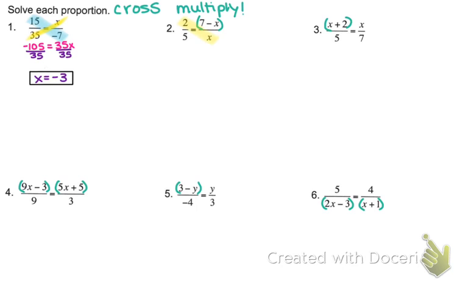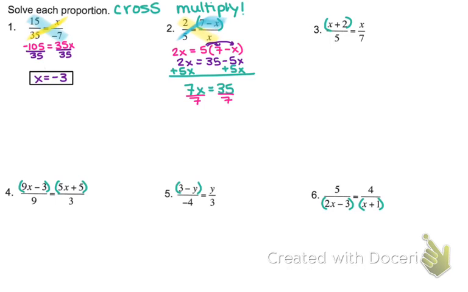Number 2, cross multiply. 2 times x is 2x. 5 times 7 minus x. We need to write the parentheses to show distribution. So let's distribute that 5. 2x is equal to 35 minus 5x. I want to get my letters to the left, so I'm going to add 5x to both sides, giving me 7x equals 35. And then solve for x, undo the multiplication of 7 by dividing by 7. Our final answer, x is equal to 5.